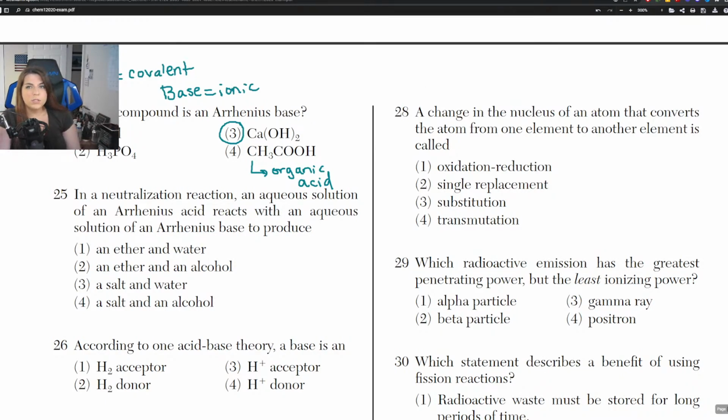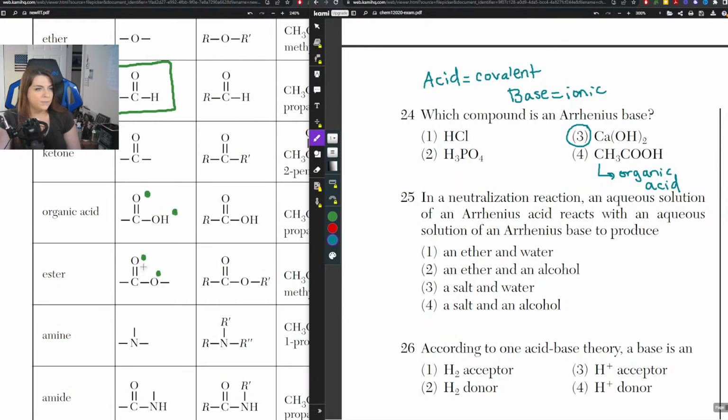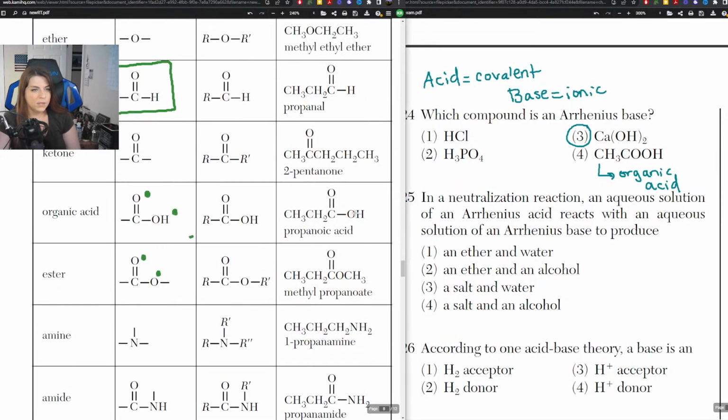Also, if you look this up on table R, the COOH, where are we? COOH right there. It's that little H that pops off, and then the negative ion is the COO with the negative sign attached to whatever the rest of the carbon chain was. All right, moving right along.